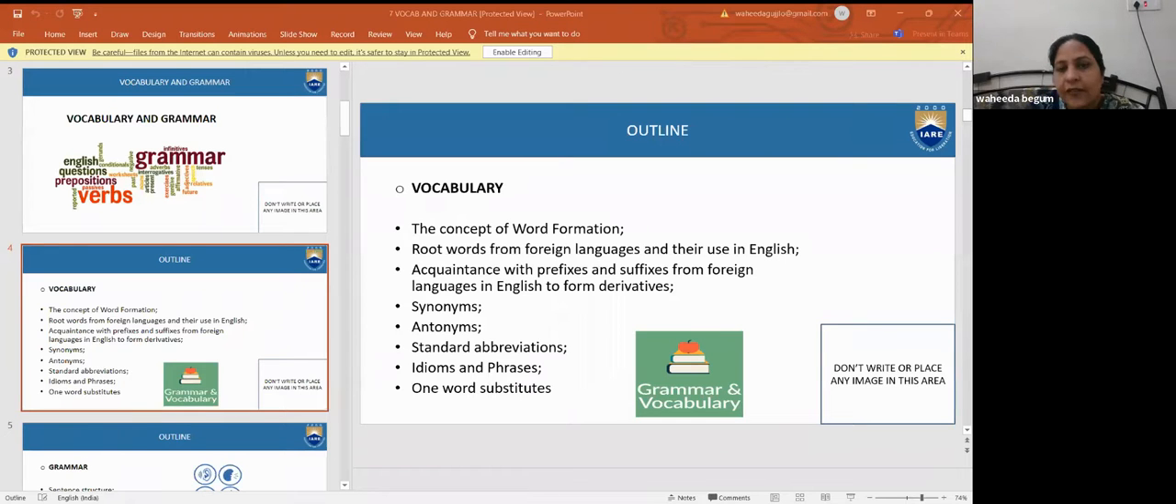Then vocabulary through root words. I talked about the word struct, which is the basic of the root word, and a prefix is added to it, con, that becomes construct, and an ion, a suffix, is added to make it a noun, construction. That is, struct is the root word, con is the prefix, and ion is the suffix that when we add it becomes a complete word.